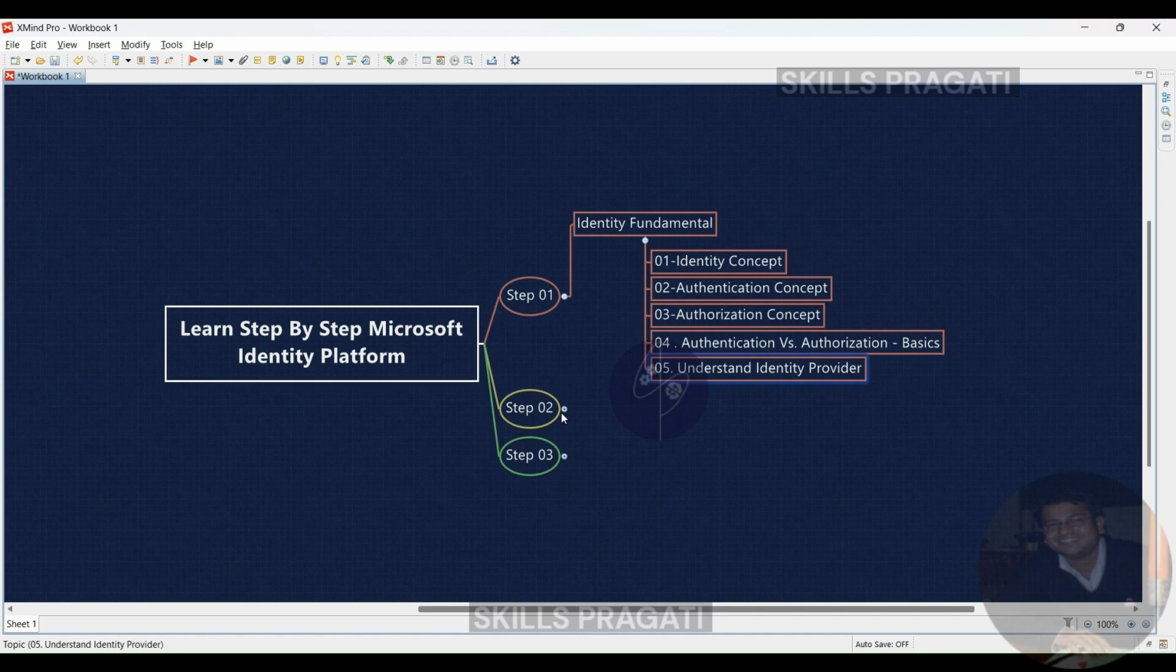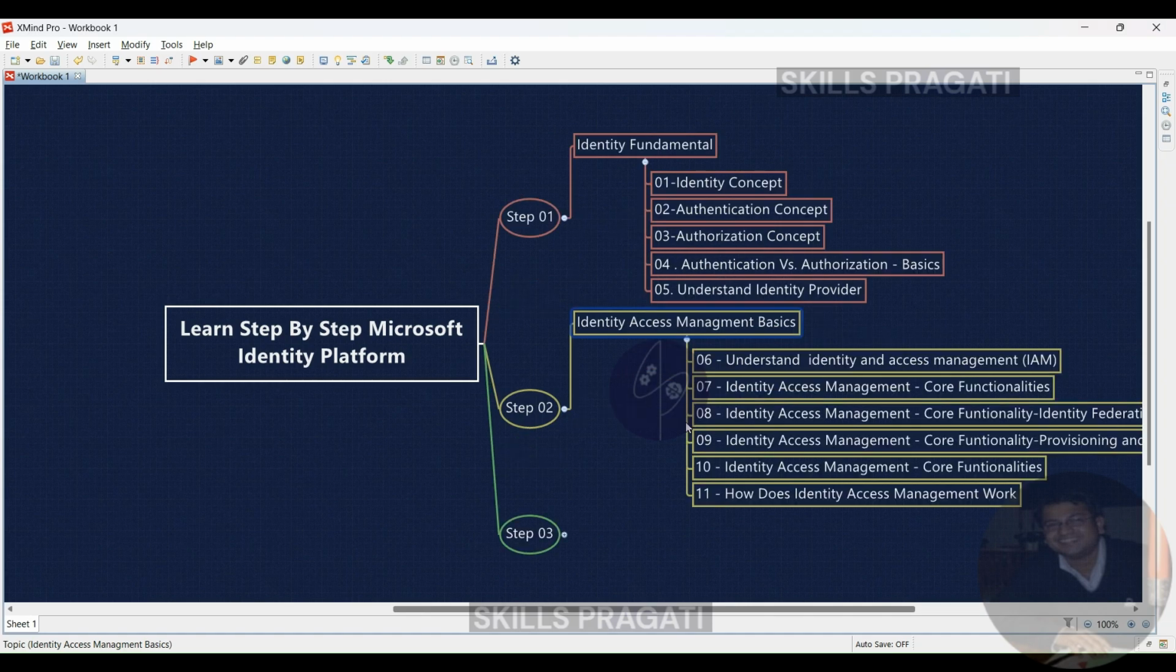In this step, we'll introduce you to Identity Access Management, IAM, and its core functionalities. IAM is essential for controlling access to resources and ensuring that only authorized users can interact with them. IAM, or Identity and Access Management, is responsible for managing digital identities and controlling access to resources. Its primary goal is to ensure that only authenticated and authorized individuals can access the organization's systems and data.